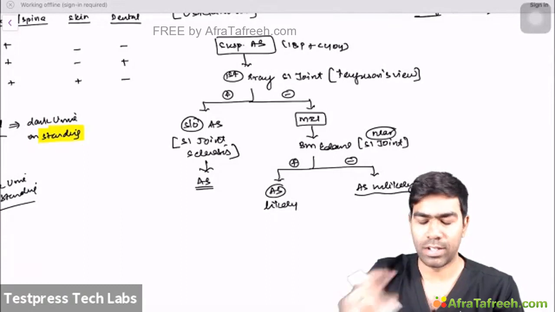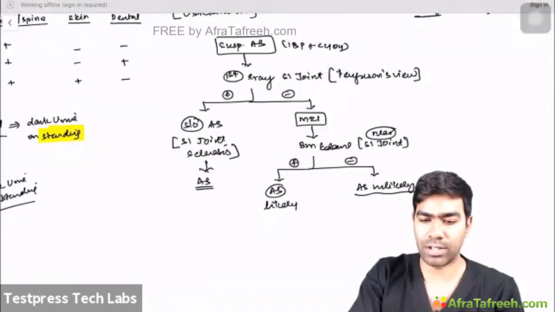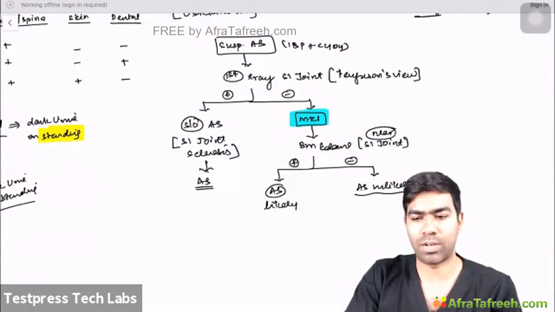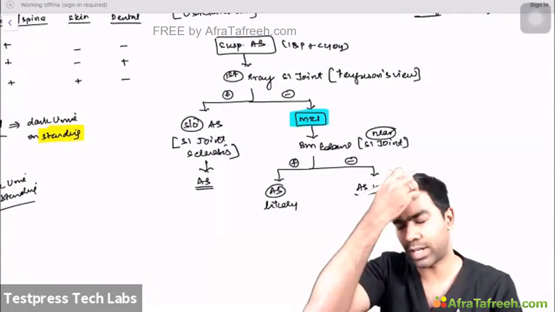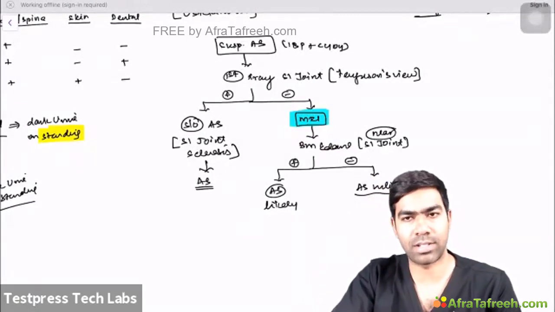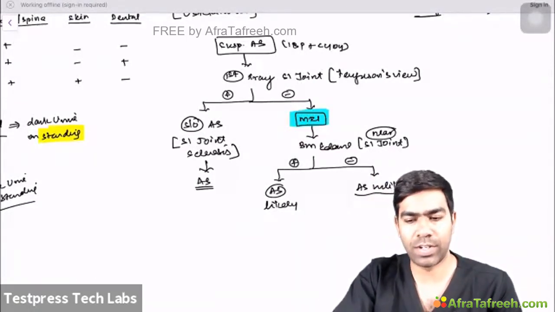Very unlikely. So if they ask you the sensitive investigation, my answer will be MRI only. MRI is the most sensitive investigation for picking up sacroiliitis, not for diagnosing ankylosing spondylitis as such; to pick up sacroiliitis, MRI is going to be extremely sensitive. But the first investigation we do is always the X-ray of the sacroiliac joint.